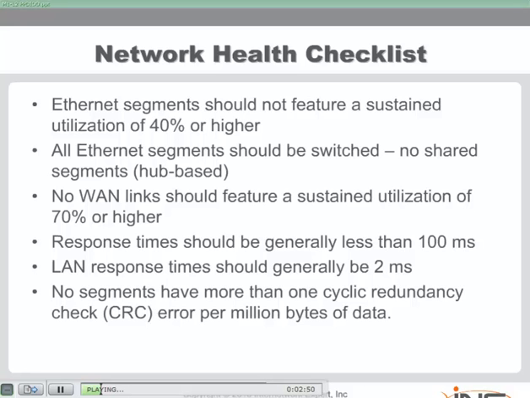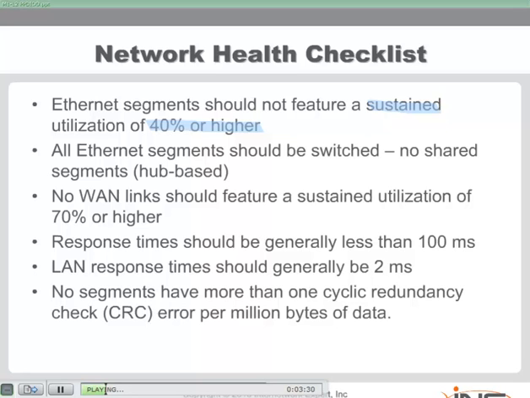I'll go ahead and highlight what I would have memorized if I were you. Ethernet segments should not feature a sustained utilization of 40% or higher. I'd have that number memorized. So when we are examining our LAN links, those LAN links should not be greater than sustained utilization of 40%. Notice that's most of the capacity being available, or a good chunk of it. About 60% of the bandwidth should be unused.